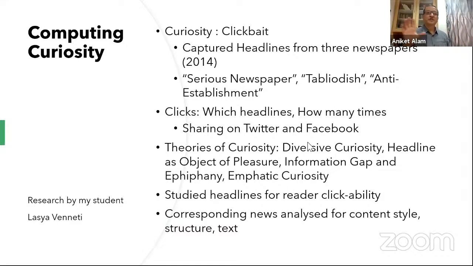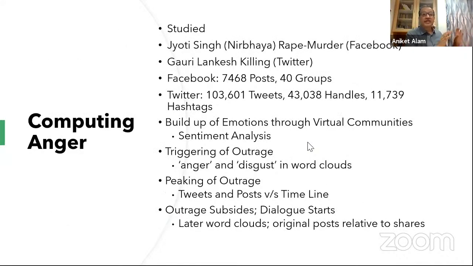So you look at a serious newspaper, a tabloidish newspaper, an anti-establishment newspaper, different types, and you take their headlines and see how many times they are getting clicked, how many times they are being shared on Twitter and Facebook, by how wide a range of people, and over how wide a range of time that is happening, right? And then you analyze news for content and style and try to see what is happening to curiosity. I won't go into details of that.